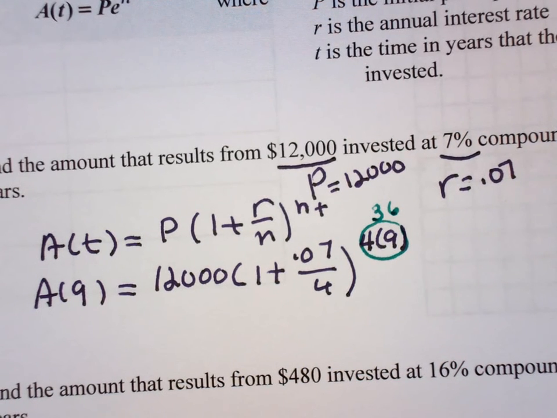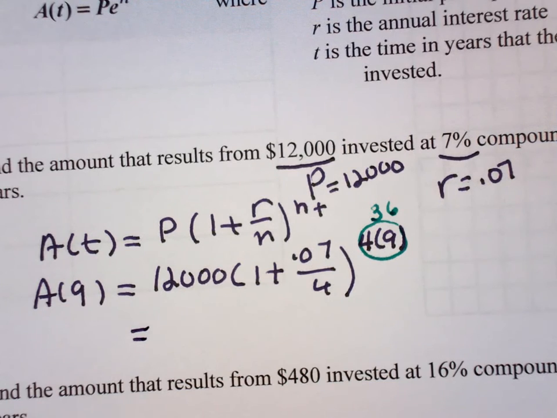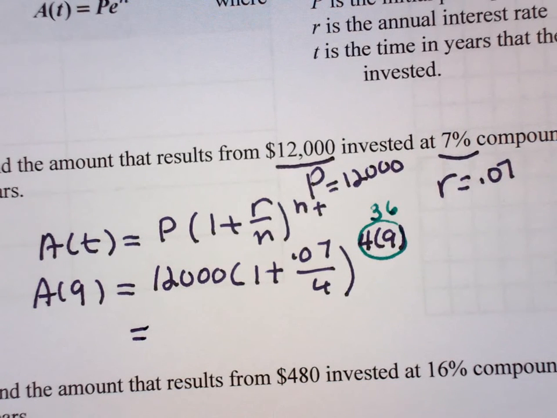Okay. So what would this be? Well, 12,000 times (1 plus 0.07 divided by 4) to the 36.